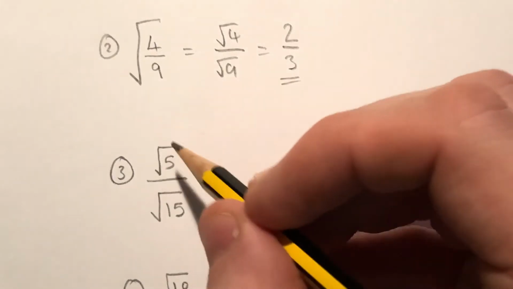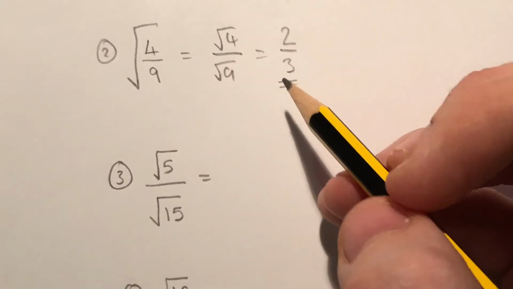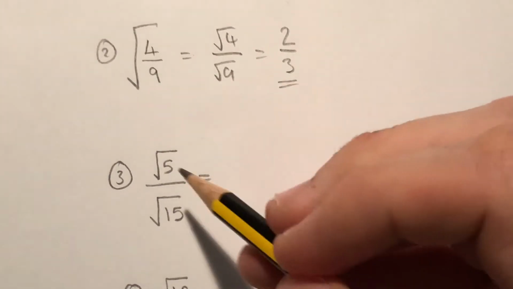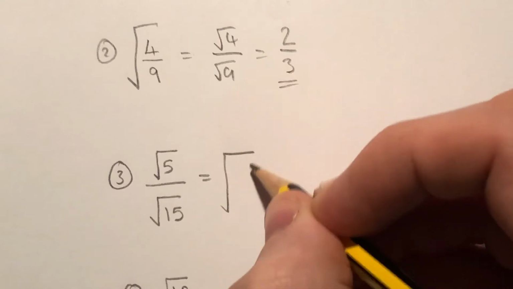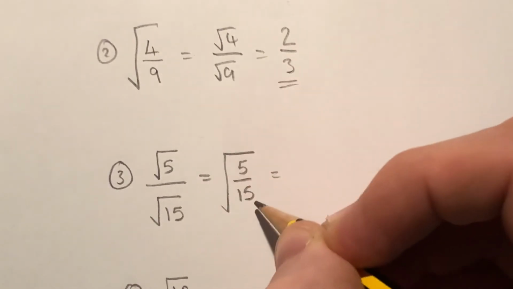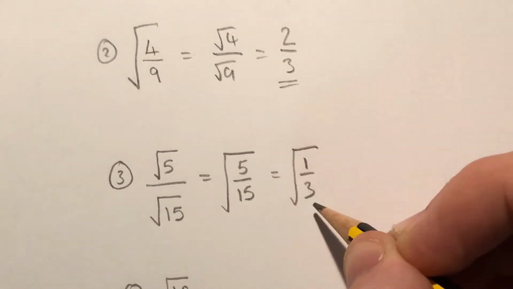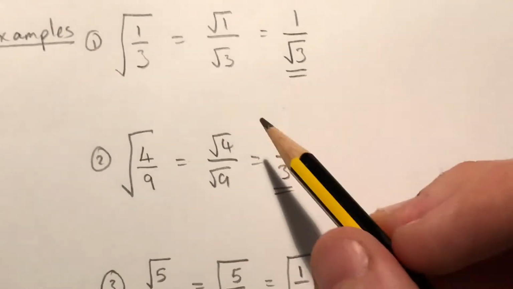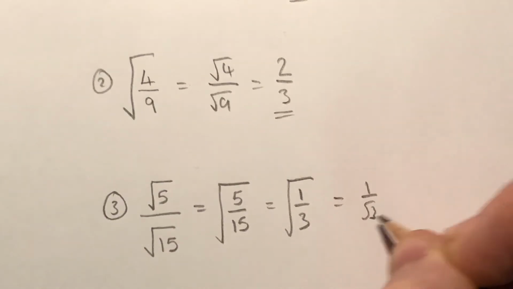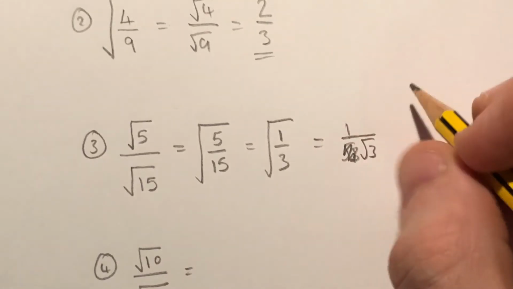Another example, we've got root 5 upon root 15. So, remember what we said before with the multiplying version. If it works one way, it should work going back the way as well. I could change this and say this is the square root of 5 over 15. Well, 5 over 15, you can divide top and bottom by 5. That simplifies down to 1 upon 3, which we've already said is 1 upon root 3, that first example. So 1 over root 3.